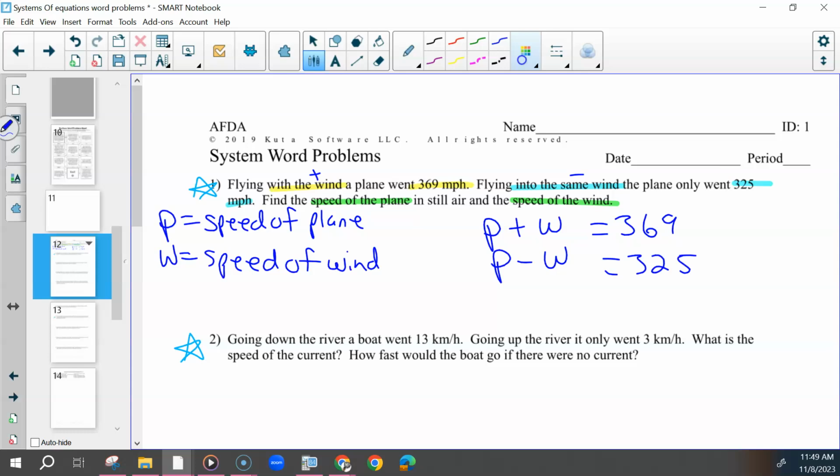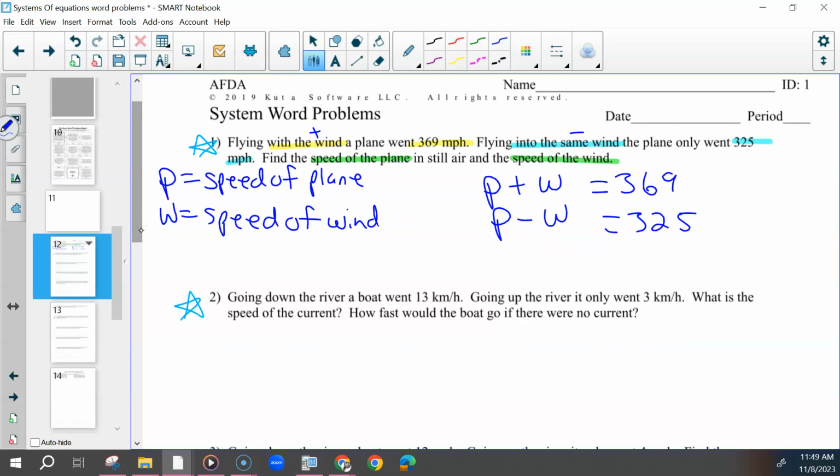How do we want to solve this? By graphing, substitution, or elimination? You guys choose. Yeah. Substitution. Okay. So these problems work well with elimination, but substitution also works. So if we're substituting, it does not matter which equation, we just need to solve for one of them. I'm going to pick this one, and I'm going to solve for p. So to solve for p, I'm going to add w to the other side. And substitute this into the first one.